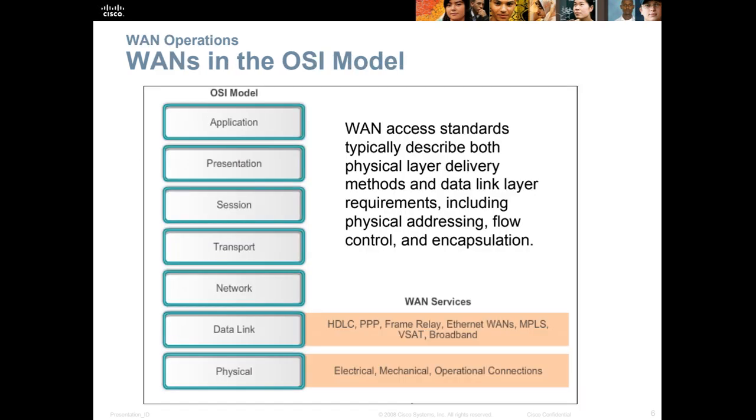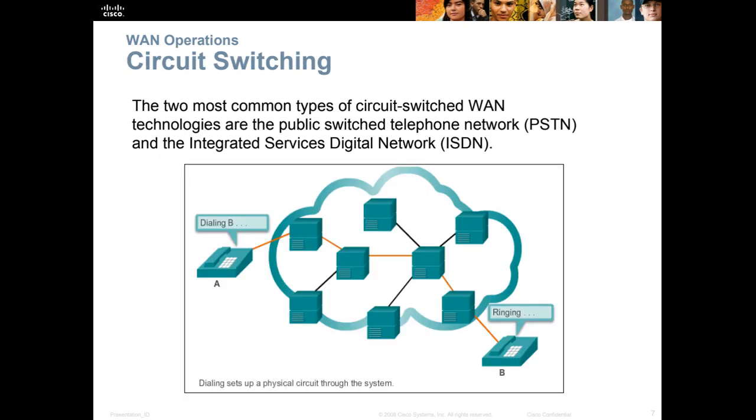This is the OSI model, 7 layers. WAN services are active on the physical layer and data link layer, layers 1 and 2. So WAN access standards typically describe both the physical and data link layer, such as addressing, flow control, encapsulation. The two most common types of circuit switching WAN are the public switched telephone network, PSTN, the legacy one, and the ISDN.